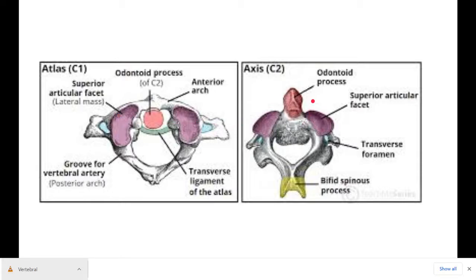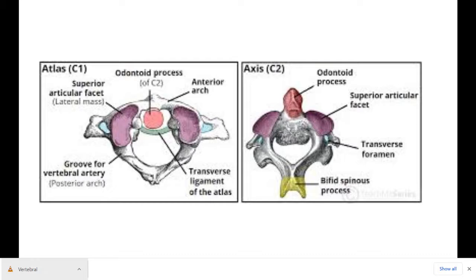Now you go to C2 or the axis, and we have this weird thing here. This is called the odontoid process or the dens, D-E-N-S. This thing actually sits up inside of the atlas. So you see, this right here is this right here on C2. Now they call this thing the axis because when you turn your head from side to side, the atlas is spinning from side to side, rotating on the axis, or that dens, that odontoid process. So the atlas pivots on the axis, or on C2.